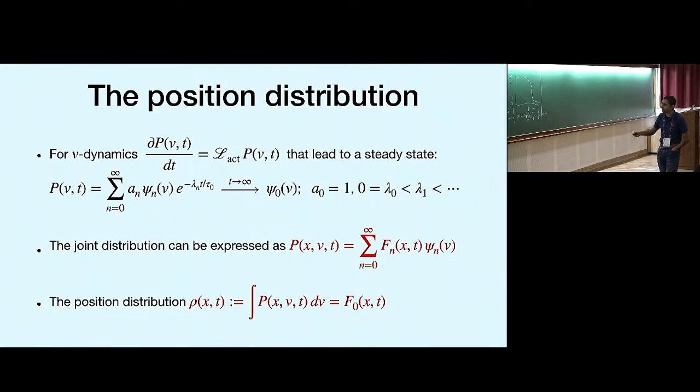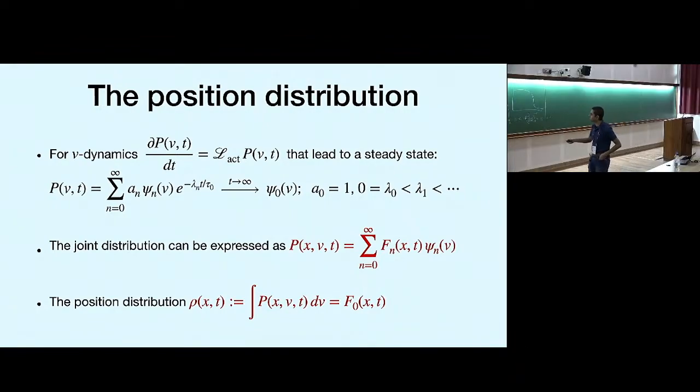And if you want to write down the position distribution, which is what we are finally interested in, this is just the integral of this object over v. Since these are eigenvectors, for the zeroth eigenvector the integral will give me 1, right? Because this distribution finally approaches psi 0, it has to be normalized. It has to give me 1. And for all other psi n, where n is not equal to 0, the integral has to be 0, right? So therefore, it is given by that.